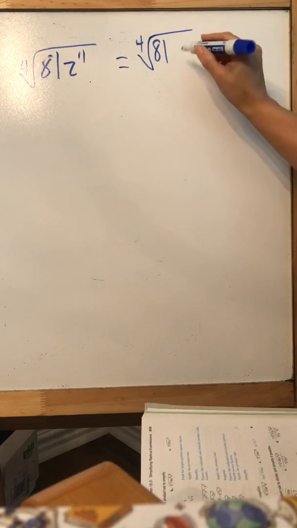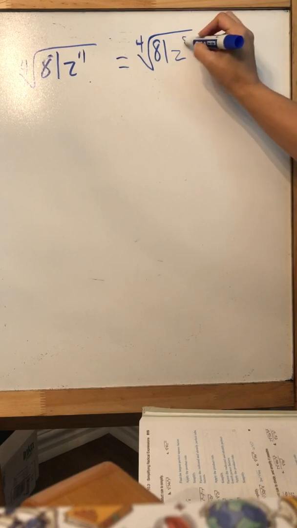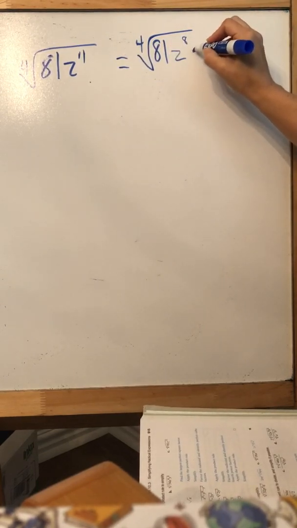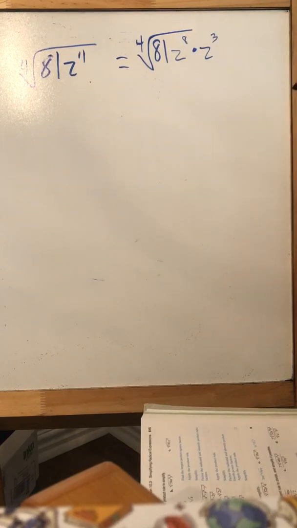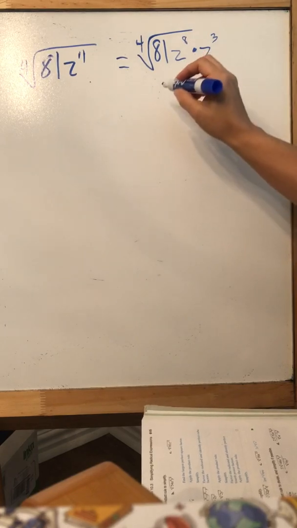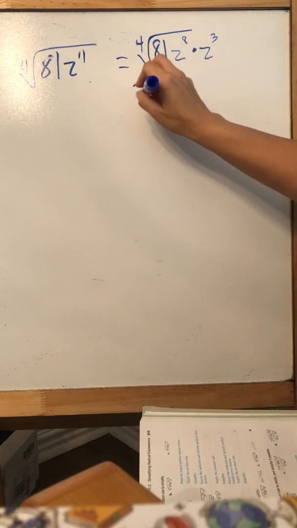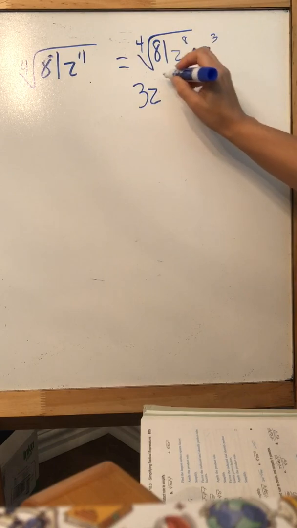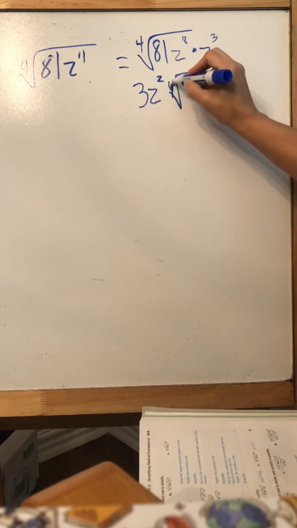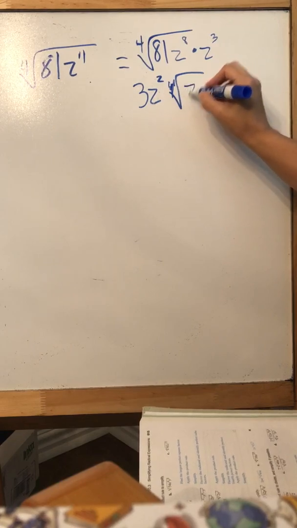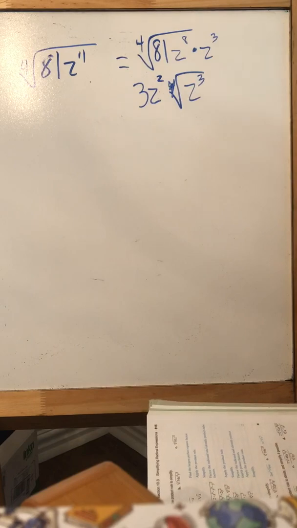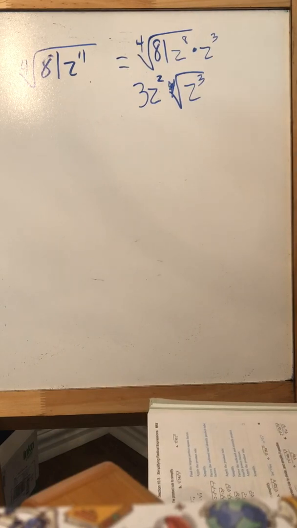How about this z to the 11th? We can break this down to z to the 8th, because that'll go in there twice, and multiply it by whatever's left, z to the 3rd. Okay, so let's break down our perfect fourths here. So we have 3z squared times the 4th root of z to the 3rd. Okay? All right, press pause and do practice for A through C.